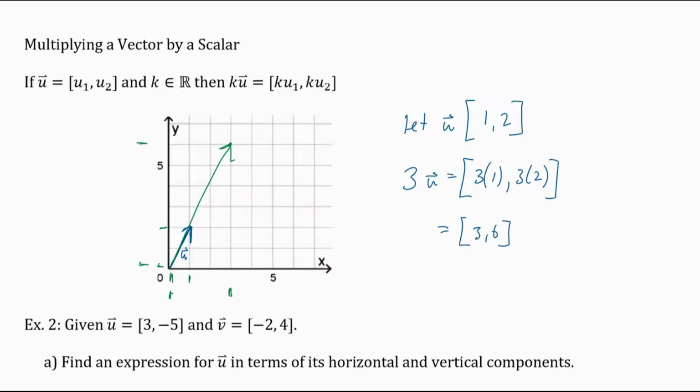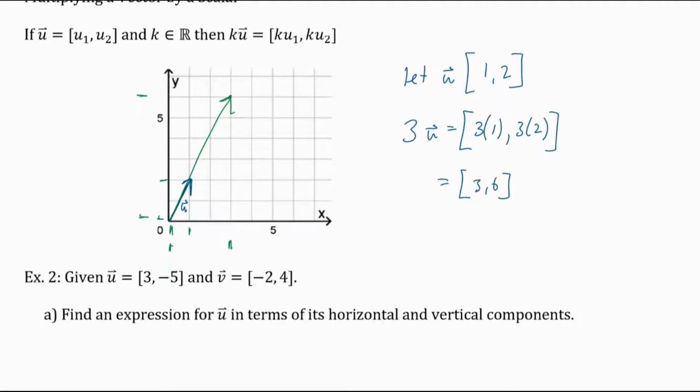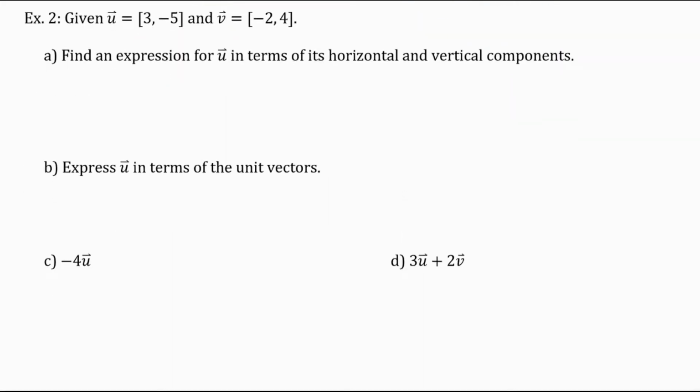And we're going to see that this is really easily scalable. When I go to 3 space or theoretically 4 space, 5 space, these basic functions hold true, where you can just multiply the scalar through and you get a similar kind of result. Okay, some examples. Given vector u and vector v, find an expression for u in terms of its horizontal and vertical components.